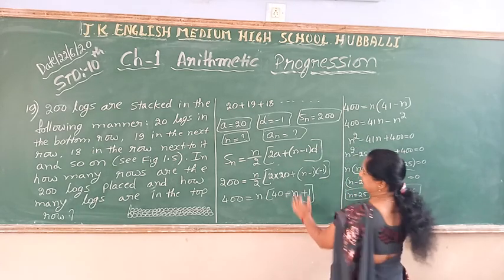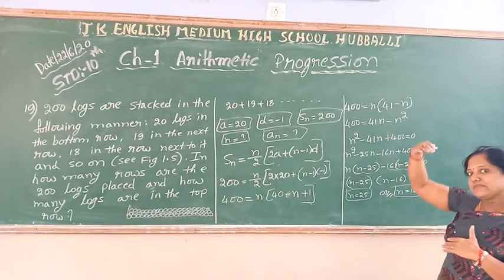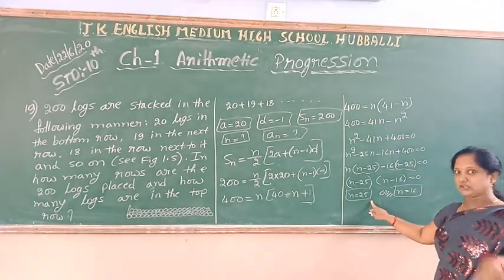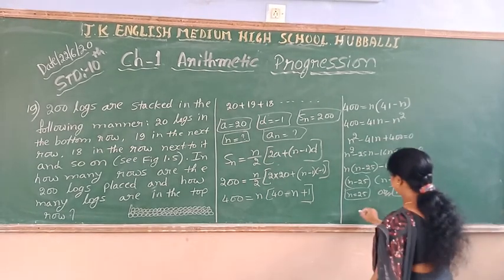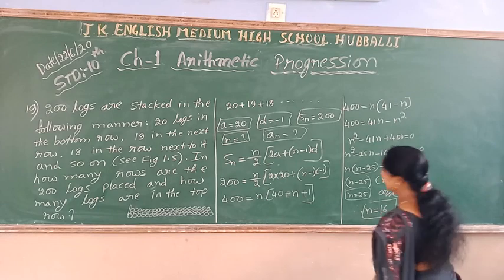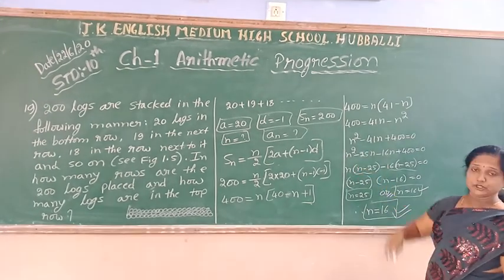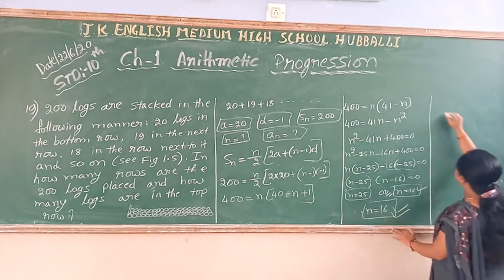But actually it starts from 20 logs, and we are going to reduce, which means the number of rows will be less than 20 only. So we will consider the n value as 16. Therefore n is 16. We got one value, and then I have to find out a16.